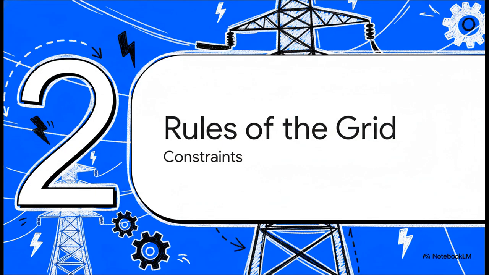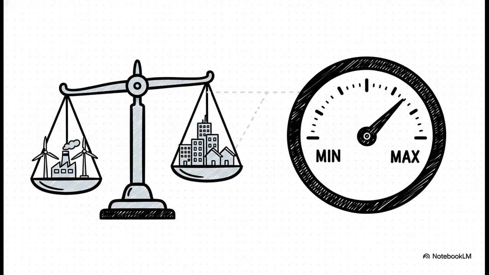Okay, so we have our objective, minimize that cost function. But we can't just do whatever we want. We've got to play by the rules of the physical grid. And in the world of optimization, we call these constraints. And for this classic economic dispatch problem, there are two rules you absolutely cannot break. First, power balance. You have to generate exactly as much electricity as people are using. No more, no less. And second, generator limits. Every power plant has physical limits. It can't produce infinite power, and often it can't be turned down to zero without shutting off completely.